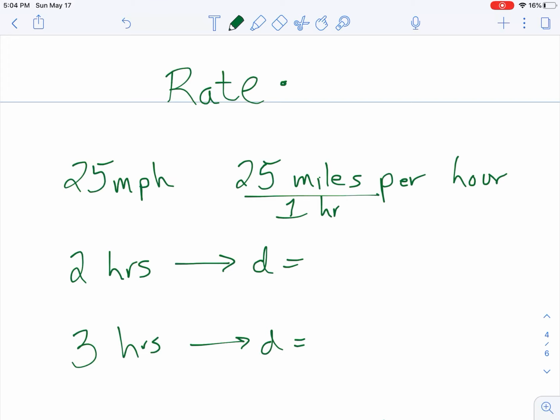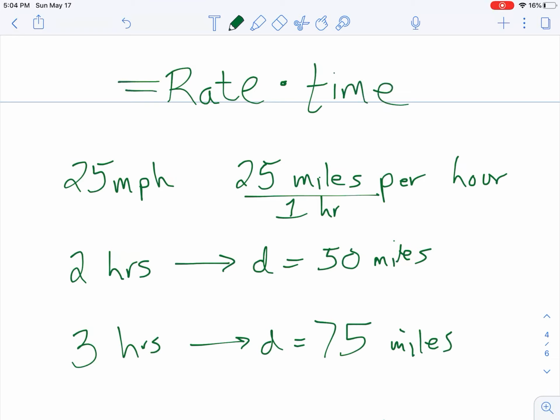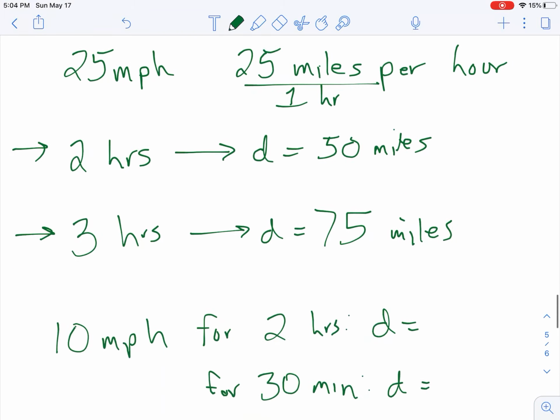So that means if you're traveling for 2 hours, the distance you cover is 50 miles. If you're going 25 miles per hour and you travel for 3 hours, the distance you cover is 75 miles. So you might notice that if you take the rate and multiply it by the time, you get, that's right, the distance. So D equals RT is a formula that you're going to want to remember. The good news is, if you forget it, you can just do these types of examples and remind yourself.